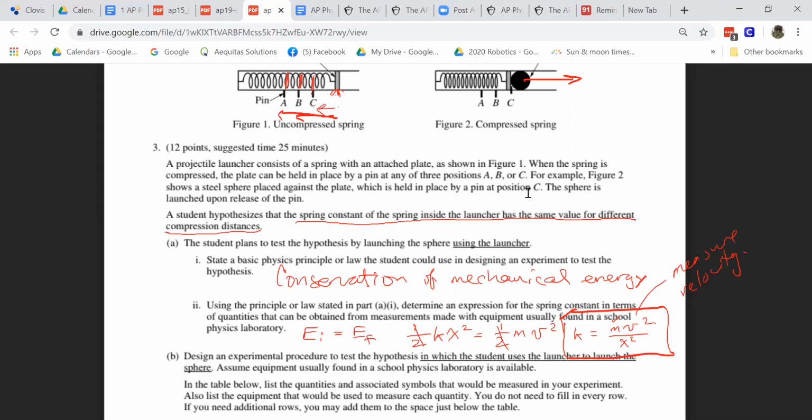So would we be able to put that as equipment that could be usually found in a school physics laboratory? Yes. Would they accept that? Yes. Okay.